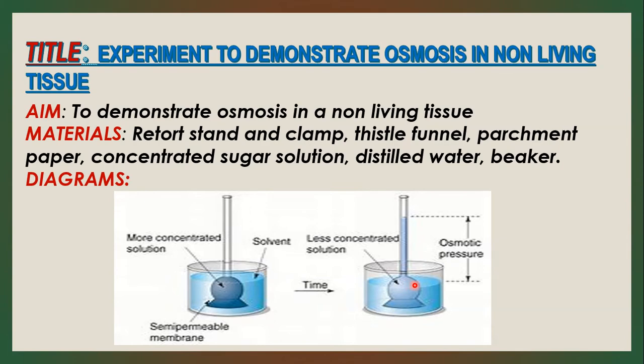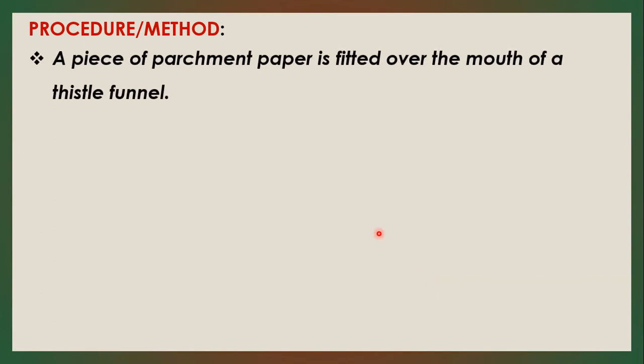So the question is, what will happen at the end of the experiment? So let's look at the method. So this is a diagram. Now let's look at the statement describing the diagram. Under procedure 1, a piece of parchment paper is fitted over the mouth of a thistle funnel, as we've seen.